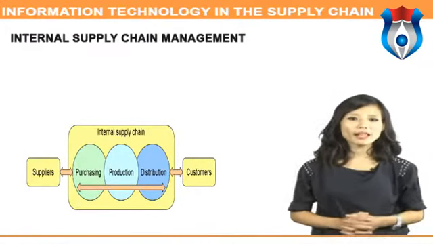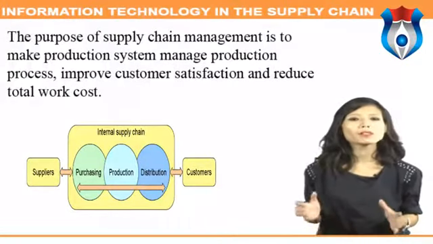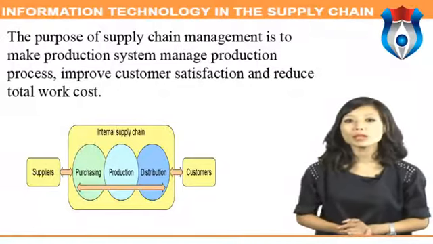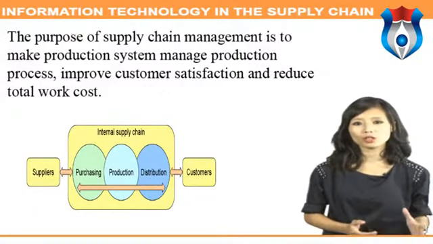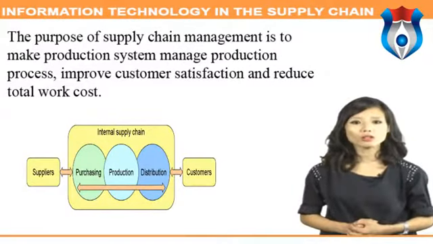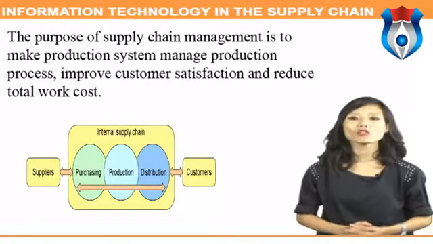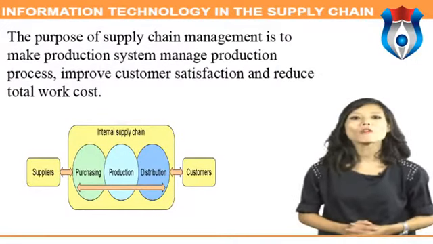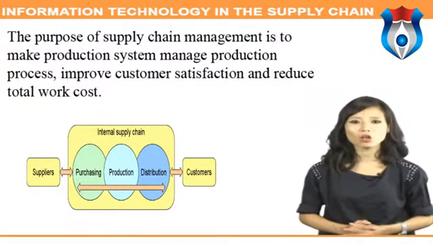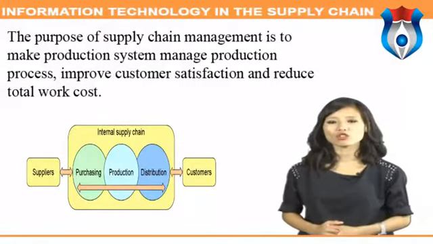Let us move to the next topic now, internal supply management. The purpose of supply chain management is to make the production system manage the production process, improve customer satisfaction, and reduce total work cost. With indubitable significance, supply chain management attracts extensive attention from businesses and academic scholars. Many important research findings and results have been achieved.